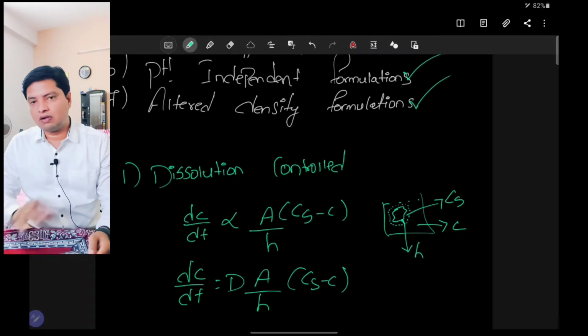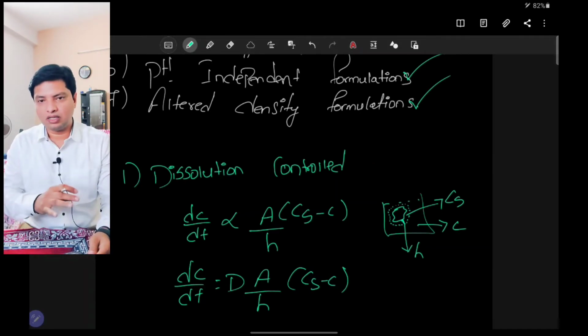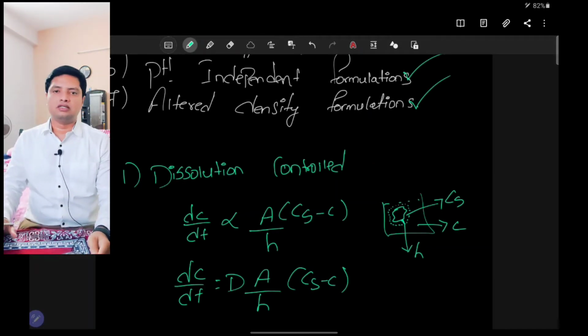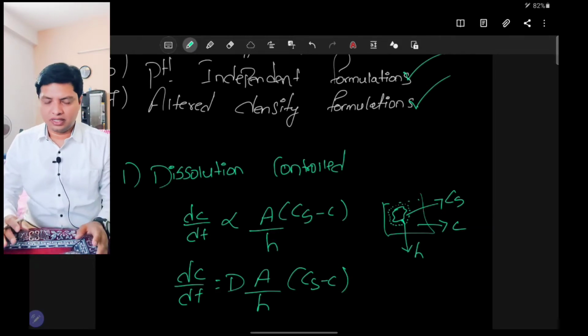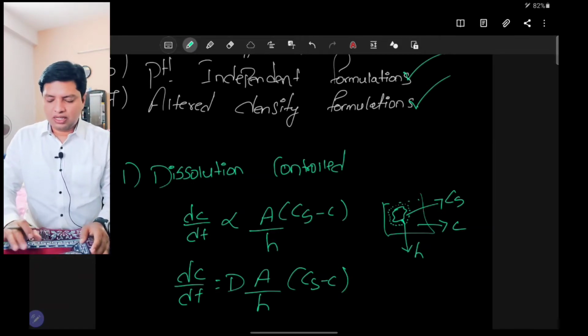Now for what dissolution is and how this equation works, you need to go and watch my video regarding dissolution. You will get a clear picture there. So this is what dissolution says.